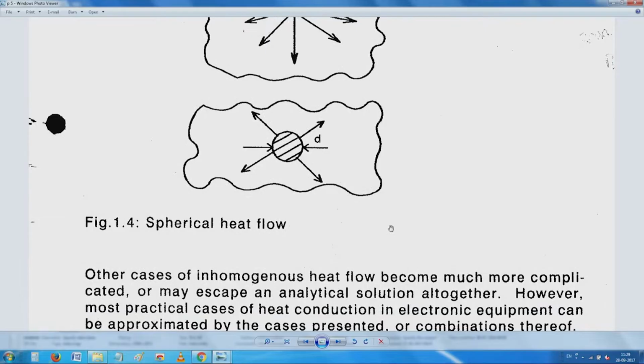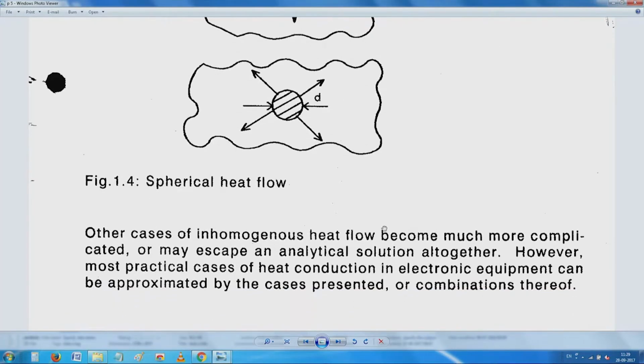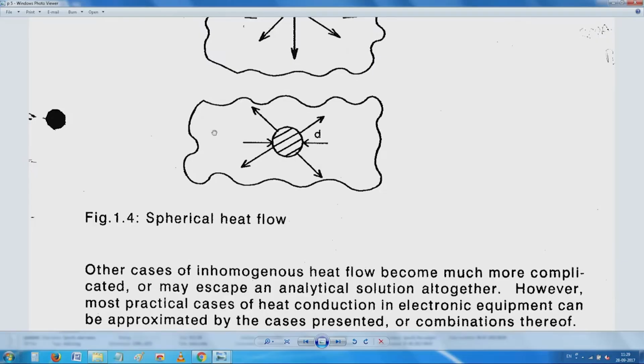you see the beautiful note that is given here. Inhomogeneous heat flow becomes much more complicated and may escape an analytical solution. Practical cases of heat conduction in electric equipment can be approximately given by using these combinations.